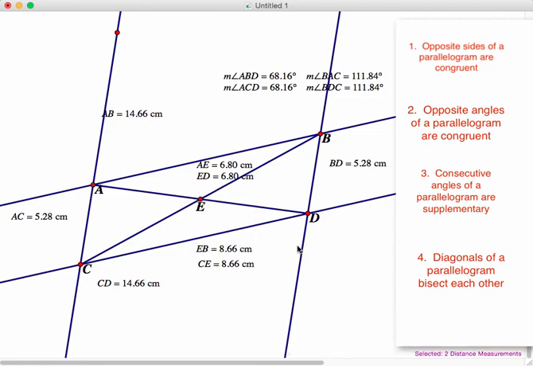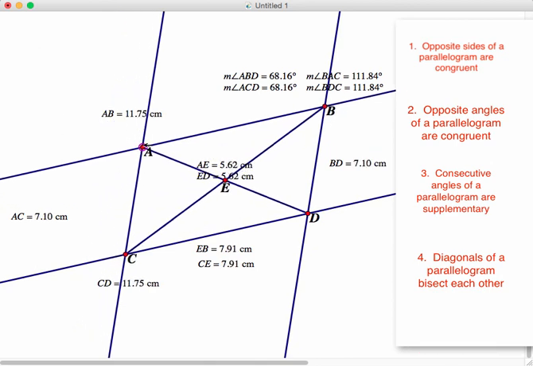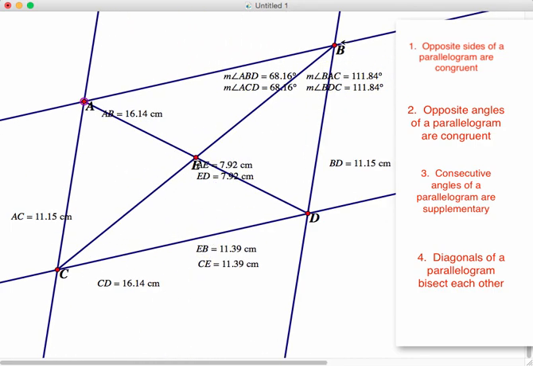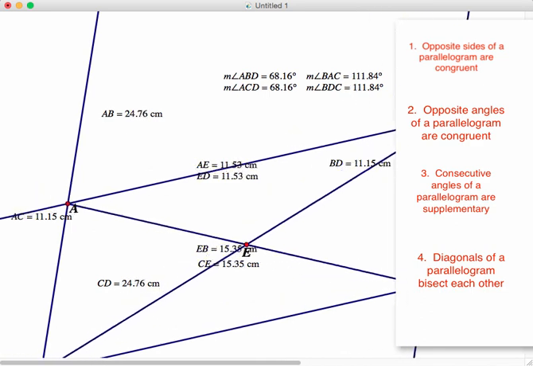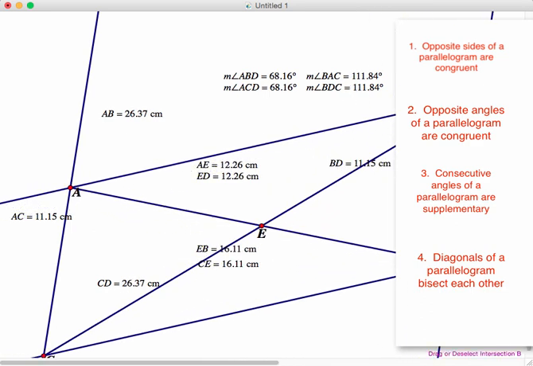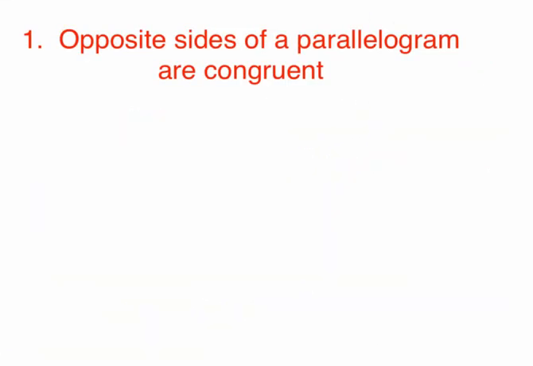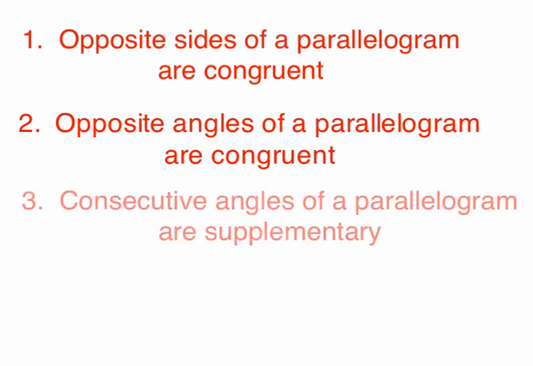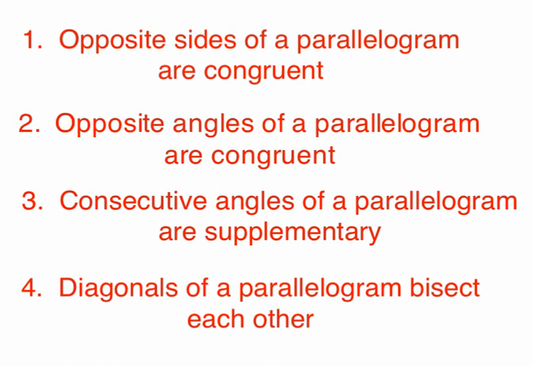So I apologize if my picture gets confusing, but I want you to see here that it doesn't matter where I move the parallelogram, these things remain true for every single parallelogram that I draw, whether it's big, whether it's small. Number one, the opposite sides will always be congruent. Number two, the opposite angles will always be congruent. Number three, the consecutive angles will always be supplementary. And number four, the diagonals will always bisect each other.